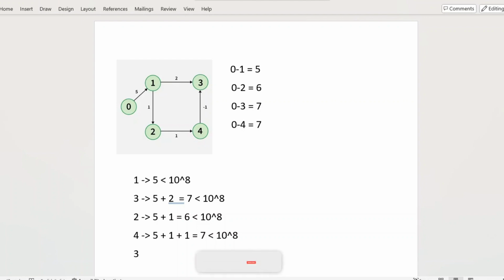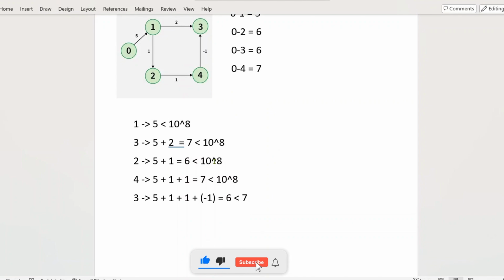So again for the vertex 3, the path is 5 plus 1 plus 1 plus minus 1: 0 to 1 is 5, then 1 to 2 is 1, then 2 to 4 is 1, plus 4 to 3 is minus 1, which is equal to 6, and it is less than the value here. We have 7, and 6 is less than 7. So we update the value 0 to 3, it is 6. That's it. We have completed the algorithm.